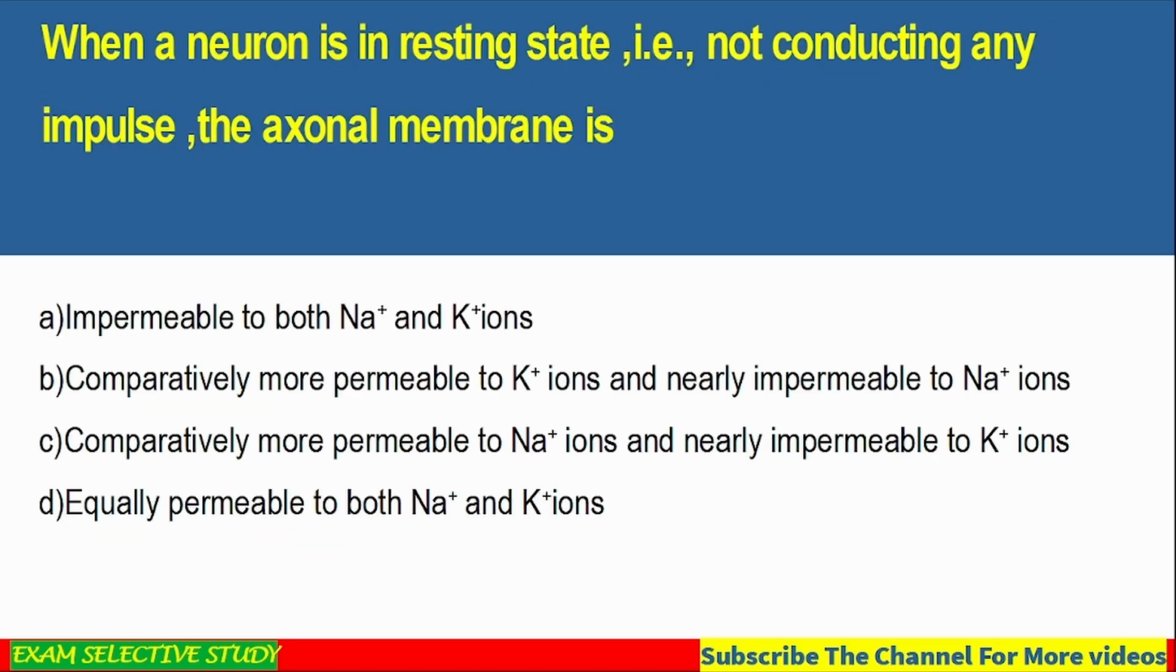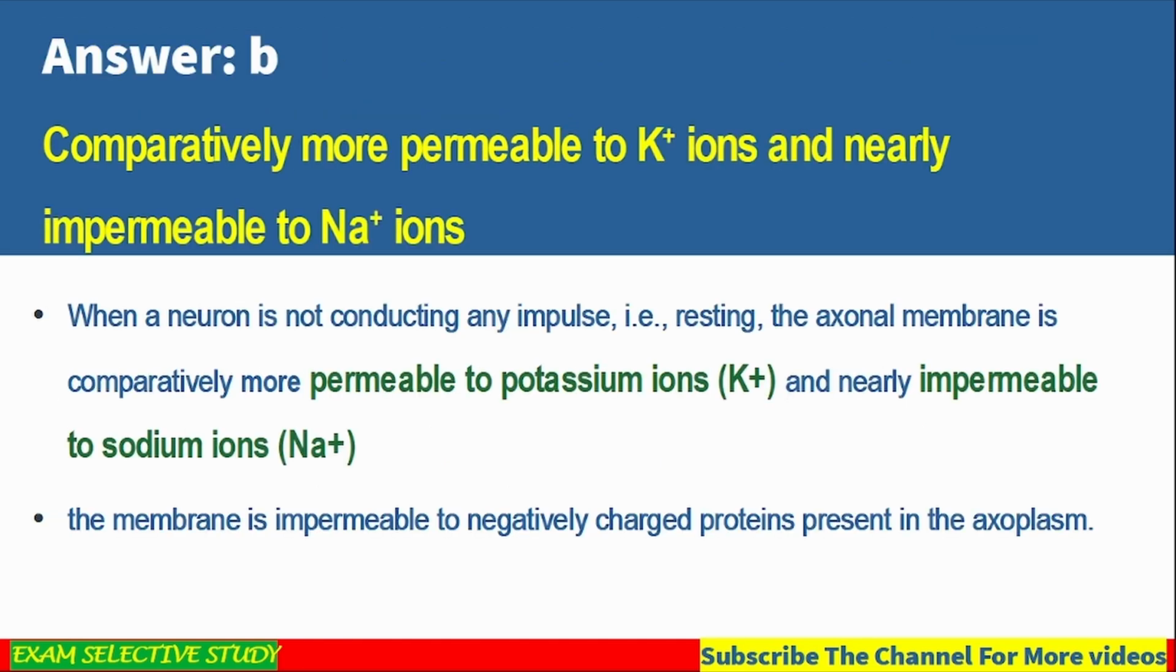അടുത്ത ചോദ്യം. When a neuron is in resting stage, that is not conducting any impulse, the axonal membrane is: options: impermeable to both Na+ and K+ ions, comparatively more permeable to K+ ions and nearly impermeable to Na+ ions, comparatively more permeable to Na+ ions and nearly impermeable to K+ ions, equally permeable to both Na+ and K+ ions. Answer. Comparatively more permeable to K+ ions and nearly impermeable to Na+ ions.